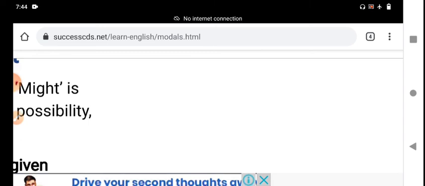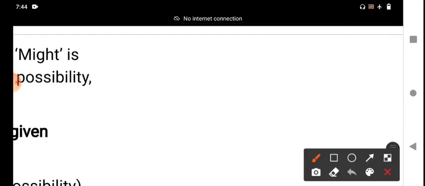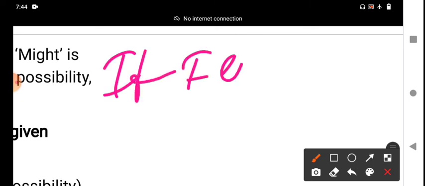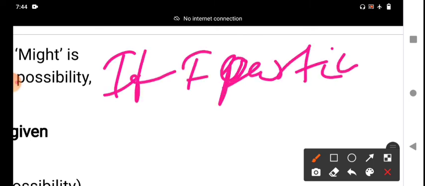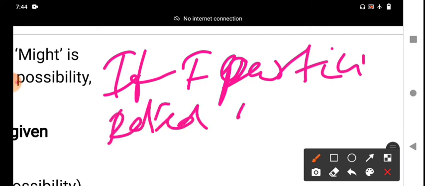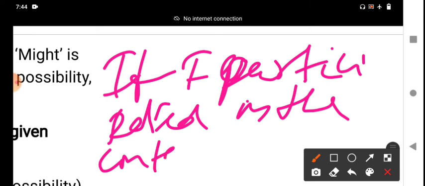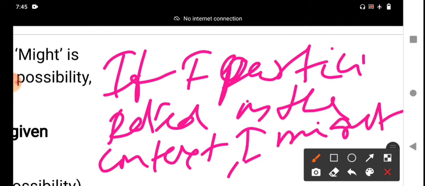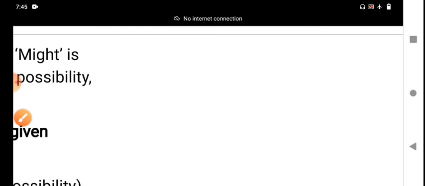I will give you one example to clear your doubts. If I participated in the contest, I might win. Here participated is the V2 verb, past form, and that's why I might win. What is the past form of may? Might. It is the conditional clause also. We use may changed into might in the second conditional. If clause may changes into might, my dear students.